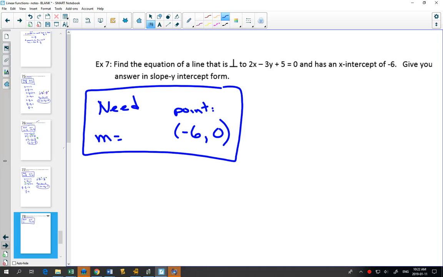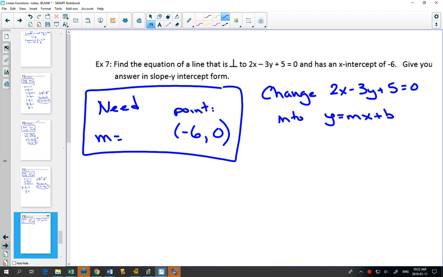They give me that it's perpendicular to that line, so that should help me with the slope, but that line doesn't tell me the slope when it's in that form. It's in general form. So I'm going to change 2x minus 3y plus 5 equals 0 into y equals mx plus b, because then I'll be able to find my slope. If I do that, what do I get?